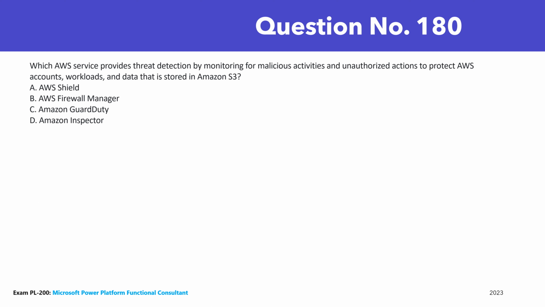Which AWS service provides threat detection by monitoring for malicious activities and unauthorized actions to protect AWS accounts, workloads, and data that is stored in Amazon S3? A. AWS Shield. B. AWS Firewall Manager. C. Amazon GuardDuty. D. Amazon Inspector. Correct answer, C.